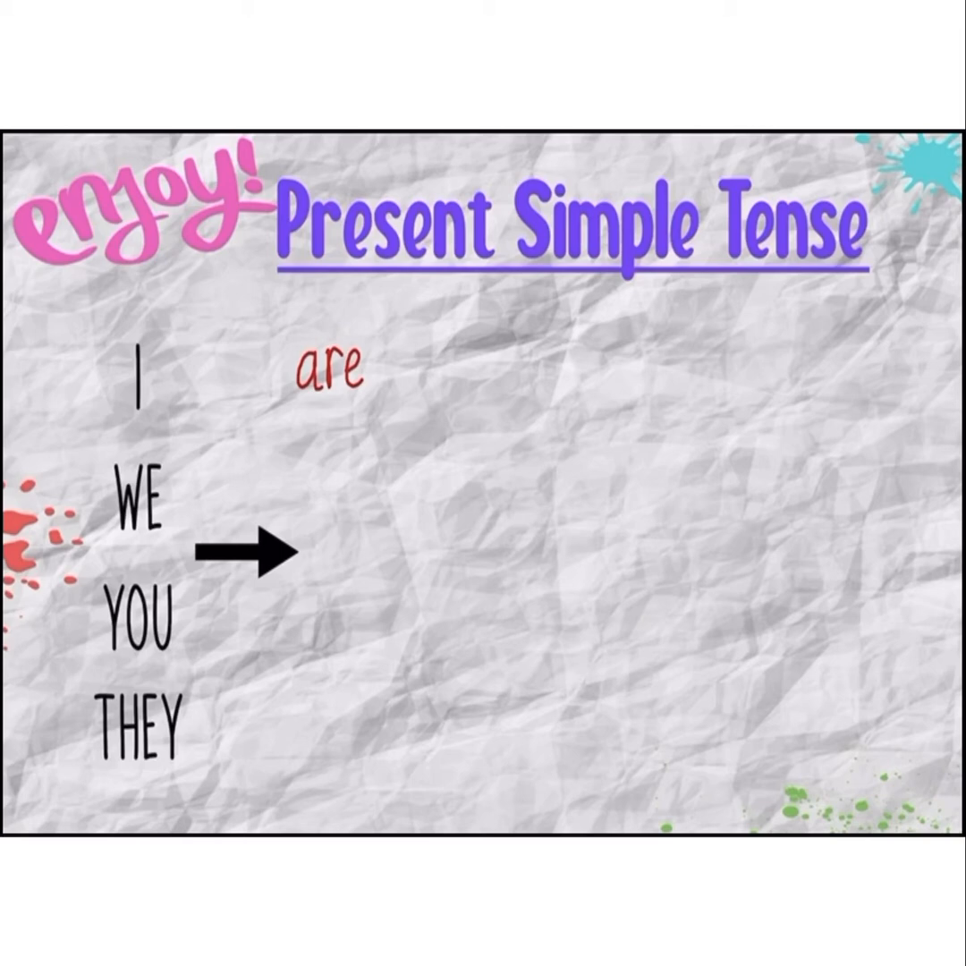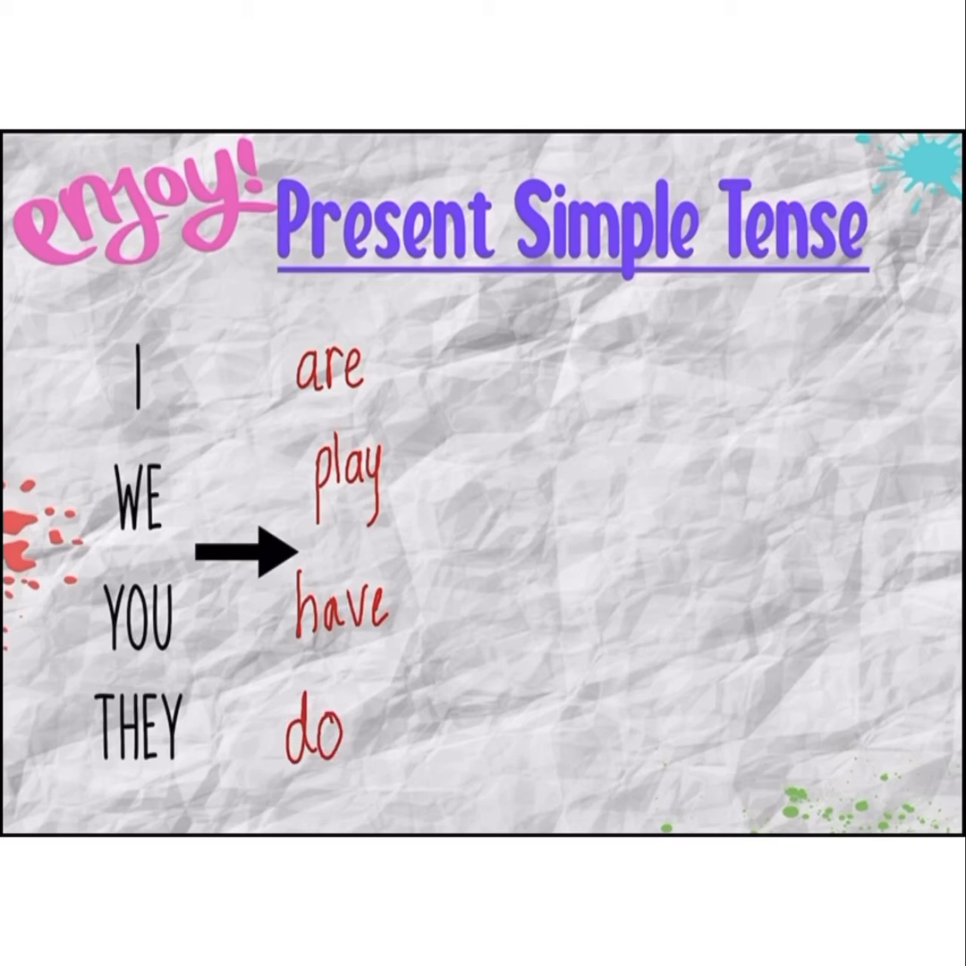Let's take an example. Play. And if we are going to talk about verb to have, it should take have. And for verb to do, we have to write do.